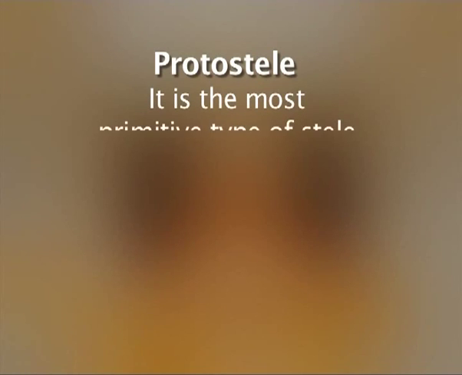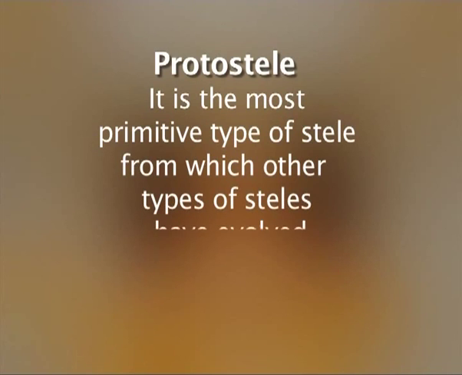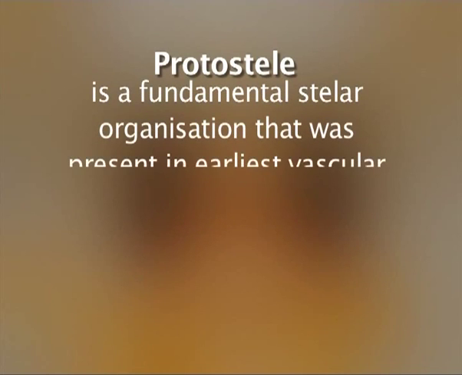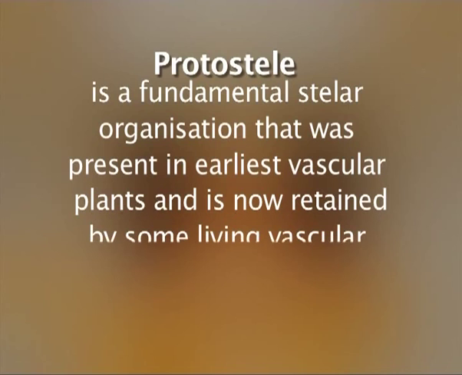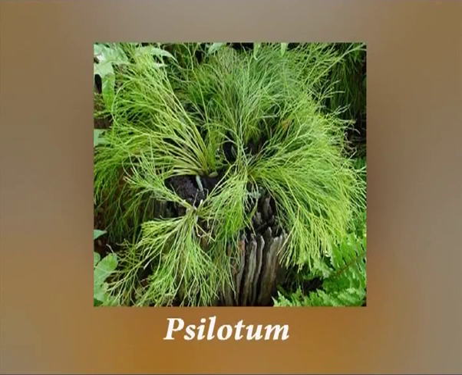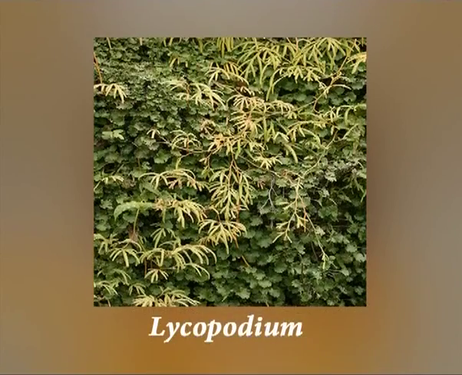Jeffrey in 1898 proposed that protostele is the most primitive type of stele from a phylogenetic standpoint, from which other types of steles have evolved in the course of evolutionary specialization. It is considered to be the fundamental stellar organization that was present in the earliest vascular plants and is now retained by some living vascular cryptogams like Psilotum, Gleichenia, and Lycopodium.